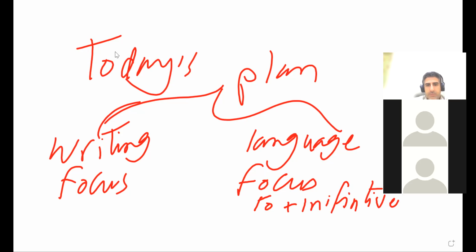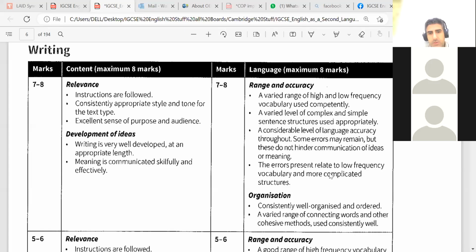This one, language focus. Let me stop sharing this. This one. Yes, please, you mute yourself, please. Mute yourself, please. And this one. Yes, can you see my screen? No. No, not yet. Okay, so let me share it again. This one. That's it. It's okay now?